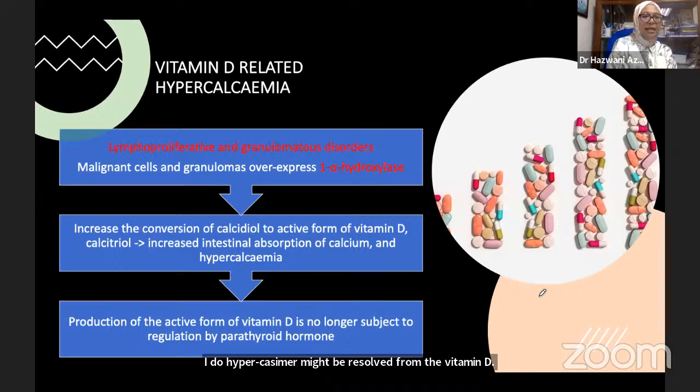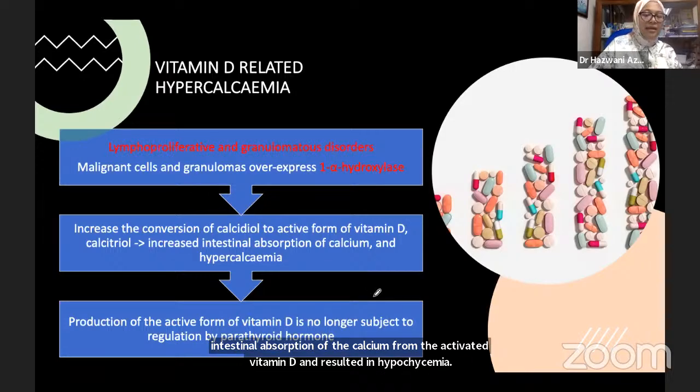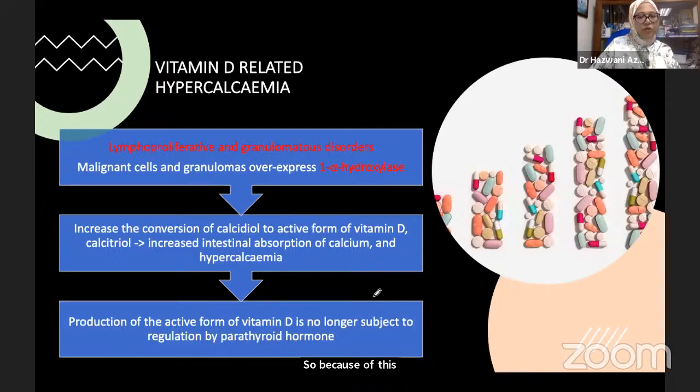Because these malignant cells and granulomas, which are macrophages, will be overexpressing 1-alpha hydroxylase. What does 1-alpha hydroxylase do? It increases the conversion of calcidiol, which is the inactive form of vitamin D, to calcitriol, from 25-OH to 1,25-dihydroxy vitamin D. This will increase the intestinal absorption of calcium from the activated vitamin D and result in hypercalcemia. Because of this non-regulated production of the active form of vitamin D, the patient will no longer be subject to the regulation of parathyroid hormone to control the serum calcium in the body.